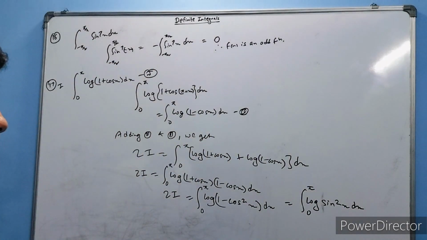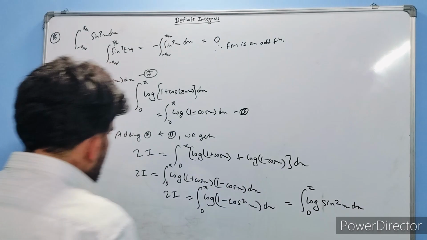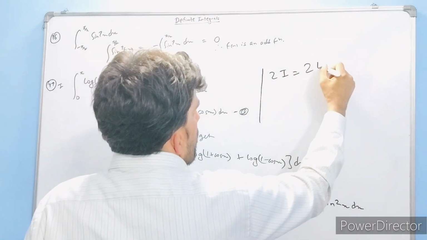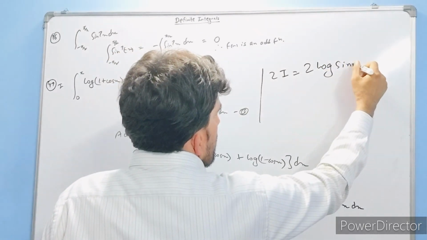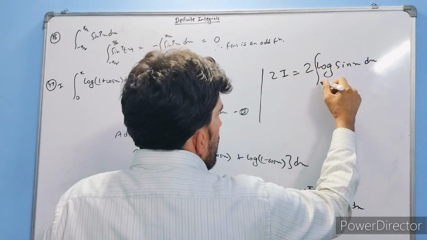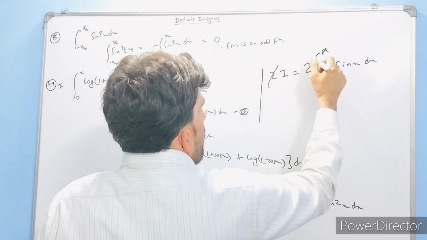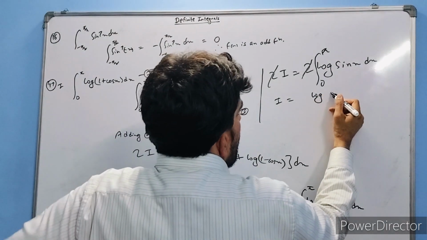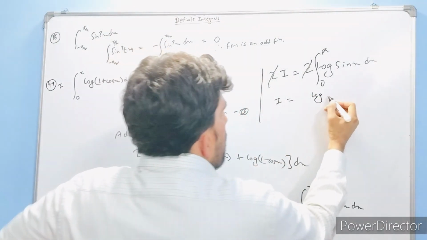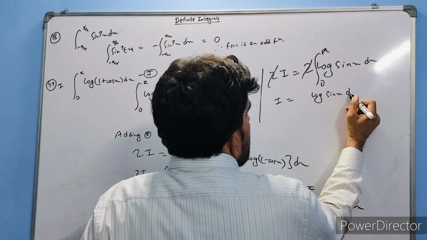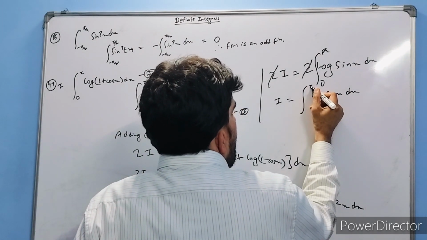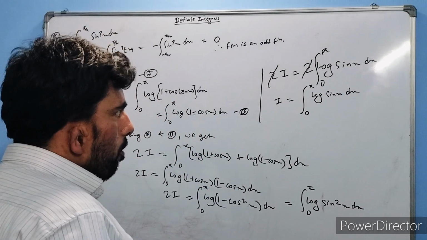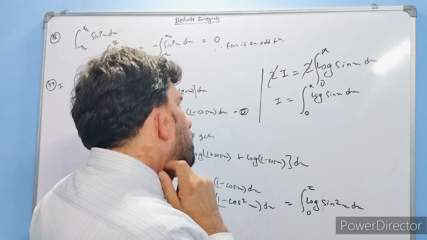Okay, so now we'll have 2 log sin x. If I take this here, I get 2I is equal to 2 log sin x dx from 0 to pi. So now I get I is equal to log sin x dx from 0 to pi.